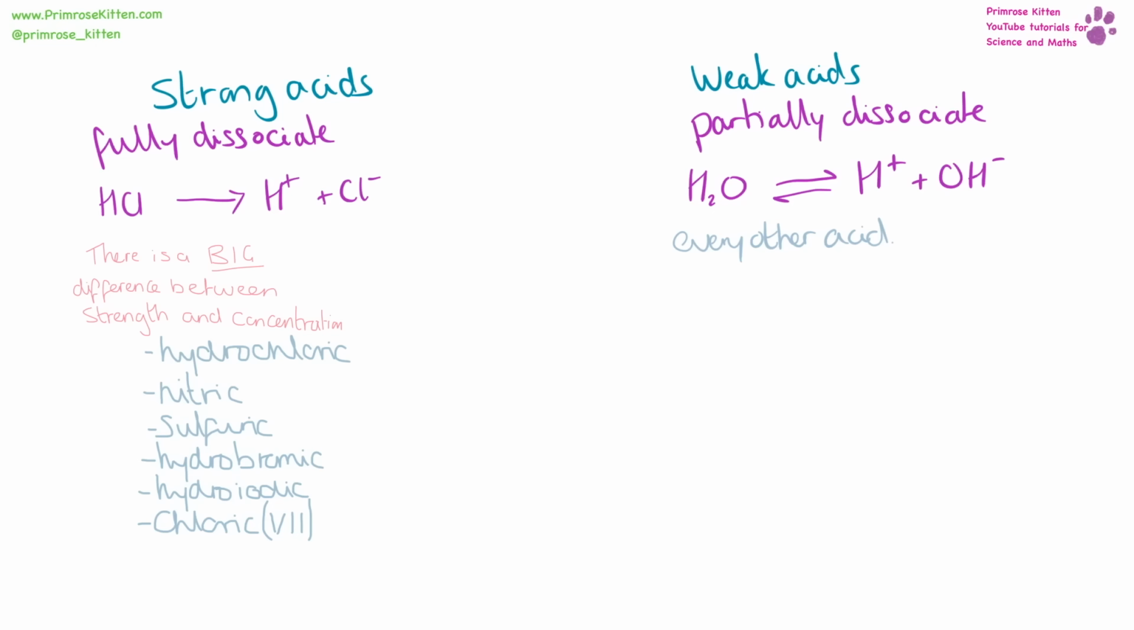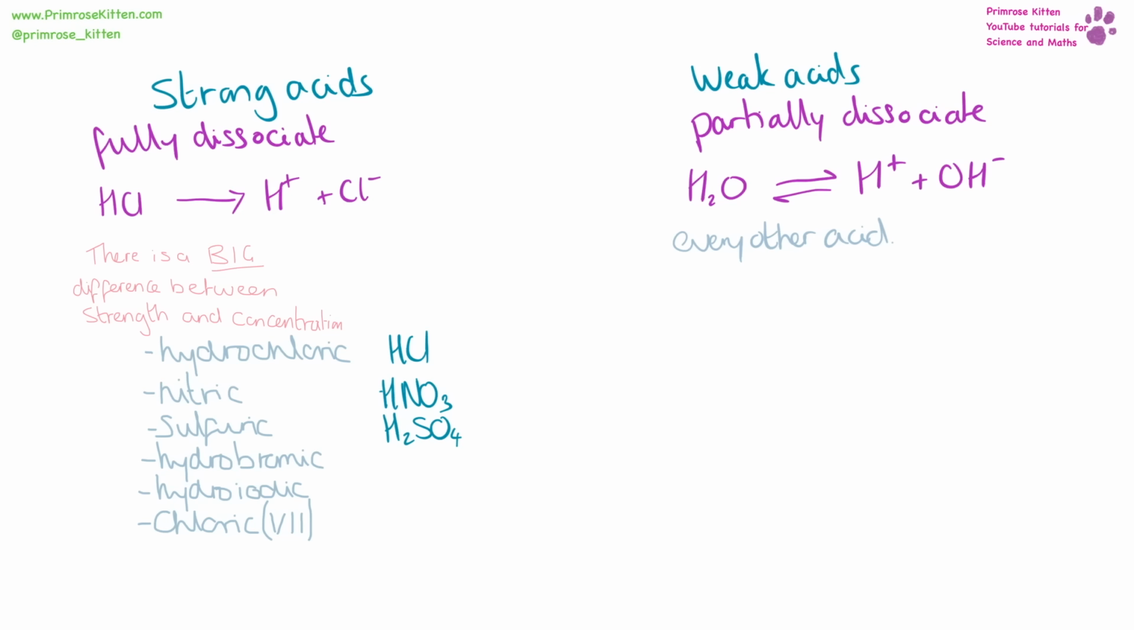There is a big difference between strength and concentration. Strong acids are going to fully dissociate into hydrogen ions and other ions. The strong acids are hydrochloric acid, nitric acid, sulfuric acid, hydrobromic acid, hydroiodic acid, and chloric acid. I would expect you to know that hydrochloric acid is HCl, nitric acid is HNO3, and sulfuric acid is H2SO4. The other ones we don't have to worry about too much.